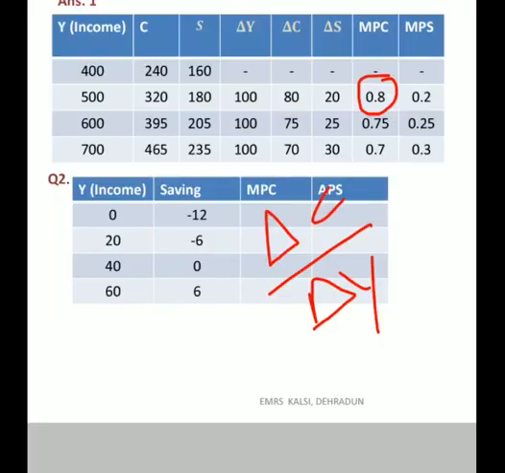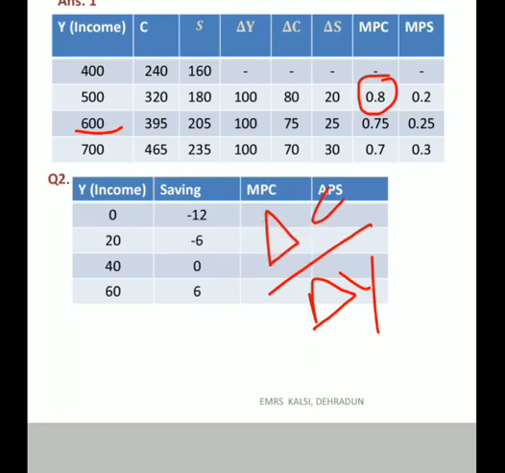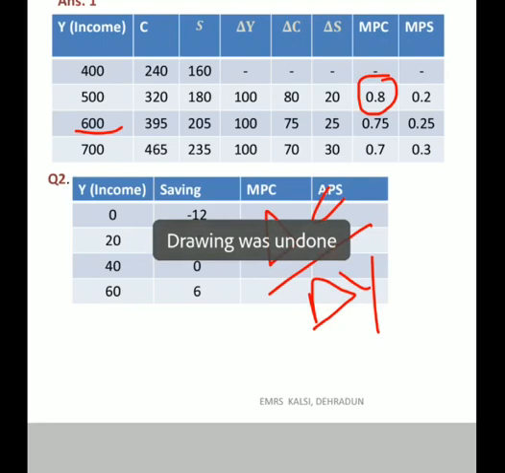Now we will find the MPC at the level of 600. The process is the same, the formula will be the same. 75 upon 100, the answer will be 0.75. And for the third one also, 70 upon 100, the answer will be 0.7. So by this, for each level of income, we got our MPC.